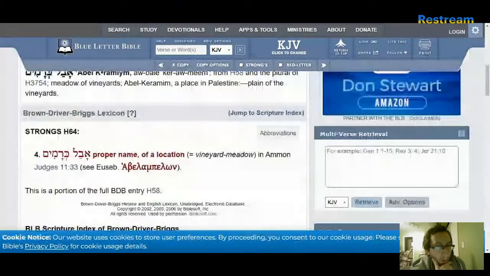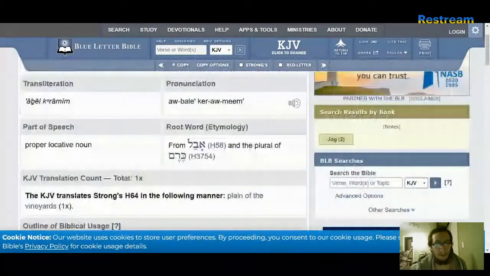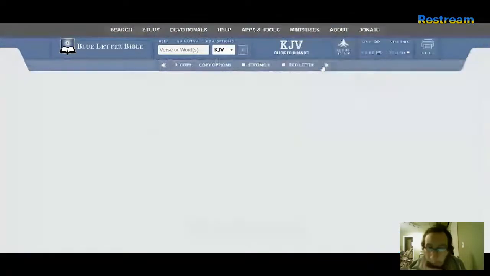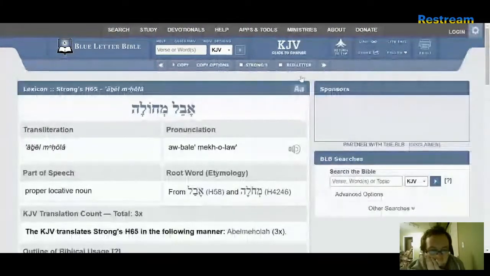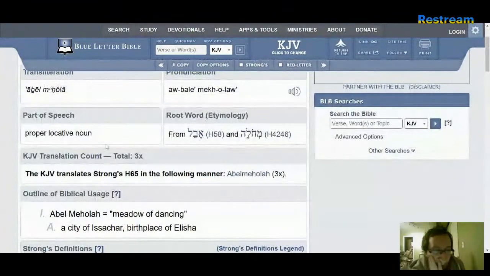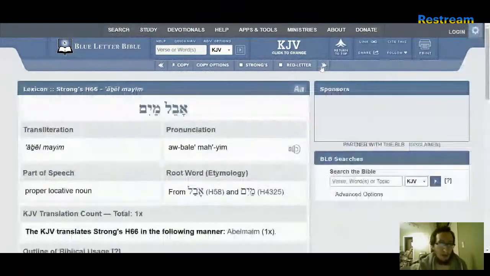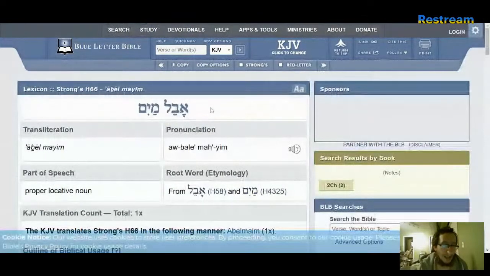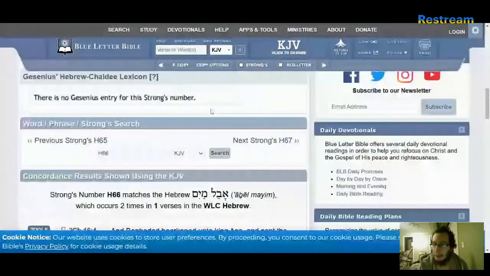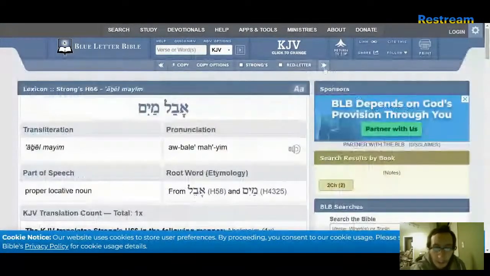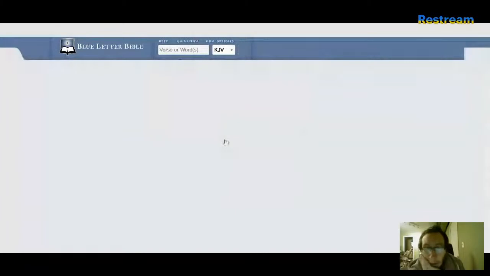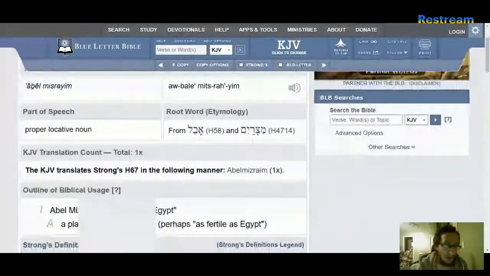Abel Keramim. Abel Mehola. So these all mean meadow of this, meadow of that. Abel Mayim. So I gotta show you guys the place in Genesis where it messes it up. Abel Mitzrayim, this is what it is.